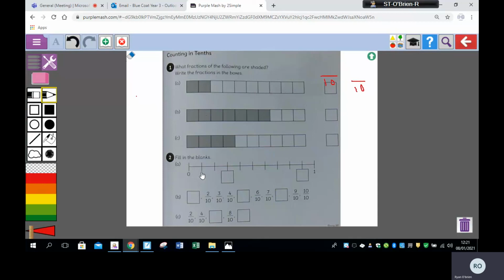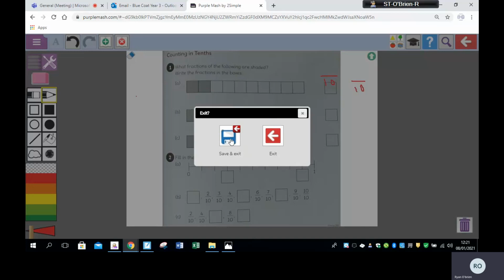This one's on a number line, so a tenth, whatever that is. Okay, and then here it's just in order, and here, well, it's slightly different. Okay, it's not going up in 1/10, is it? But I'm sure you can figure it out. Okay, and then when you're done, you close it, save and exit, and then it's done. Okay, and I'll be able to mark it.